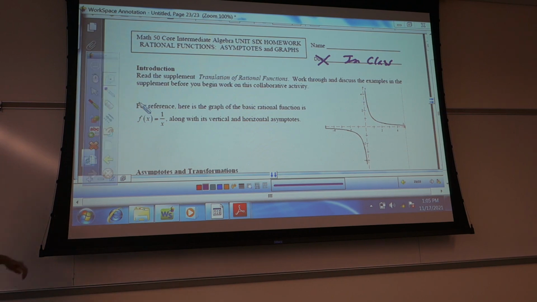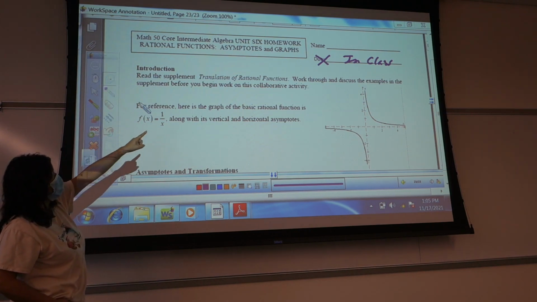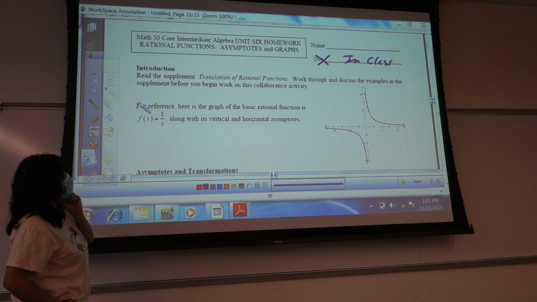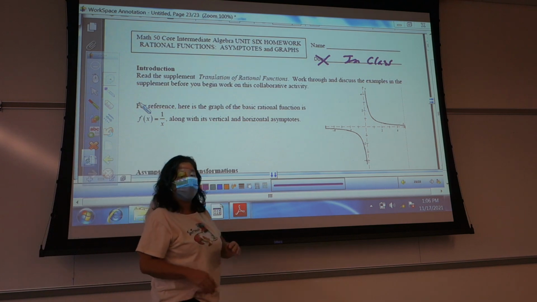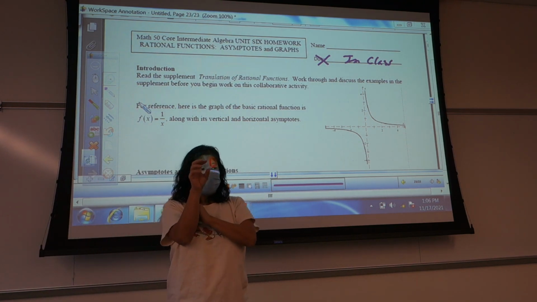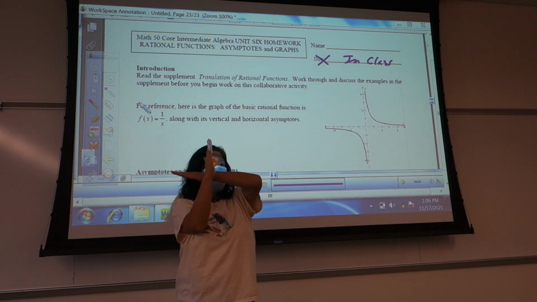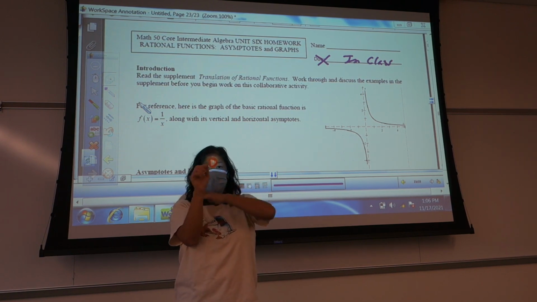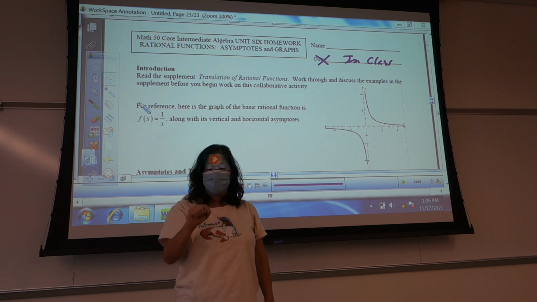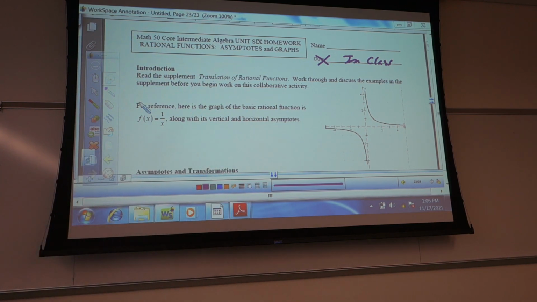Okay, so we read through the translation of rational functions. Remember, this is our basic one: f of x equals 1 over x. It has a hole centered at (0, 0), and we have our little cross of asymptotes that run through that. Graph those first with a hole in the center and those little dotted lines. Wherever your center is, you're going to have a hole there, and then your lines go through it. And then it makes everything else easier. Do you know what I'm saying?